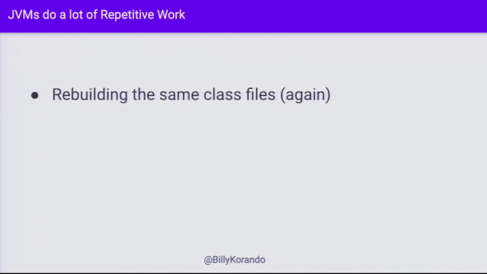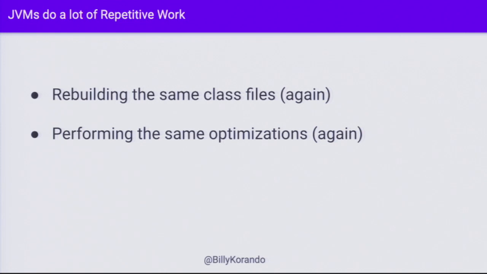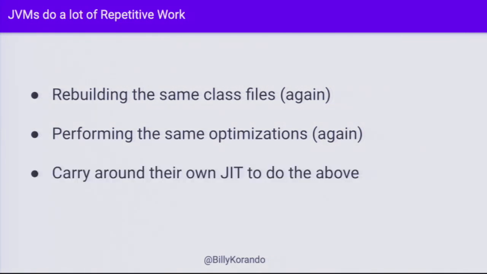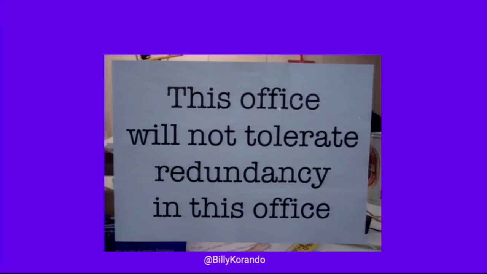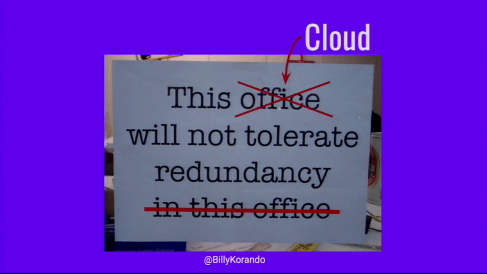So JVMs do a lot of repetitive work, rebuilding the same class files again, performing the same optimizations again, and carrying around their own JIT to do the above. This is maybe leading back to some of the original jokes about doing things ahead of time. So in this office, we will not tolerate redundancy. But no, on the cloud, we will not tolerate redundancy because we're paying for that in a very, very literal sense. We're paying for all that resource usage, so let's reduce that redundancy.